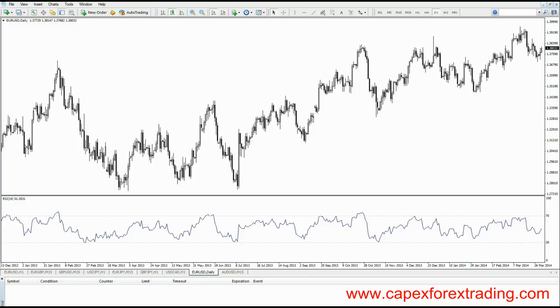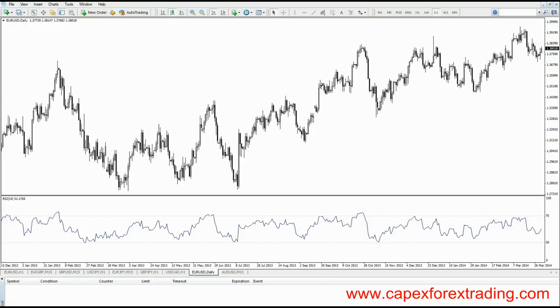Now, the default setting for RSI is 14, like you can see here. And when you're trading high time frames, such as the 4-hour time frame or the daily time frame, that setting is relevant to that time frame. If you're using lower time frames, such as the 1-hour time frame, M30 or M15 or further down, then you're going to need to adjust that setting accordingly.